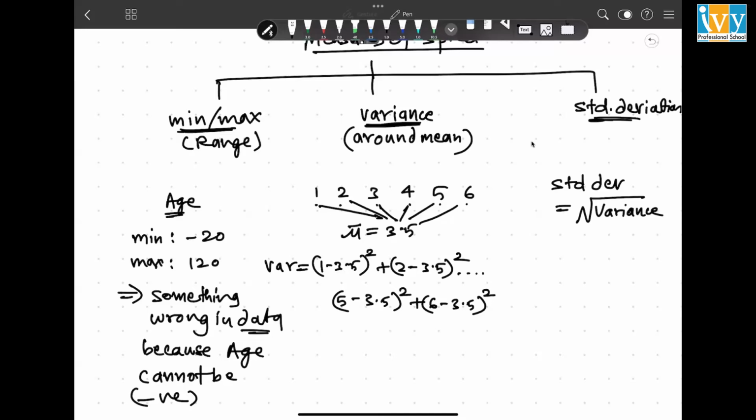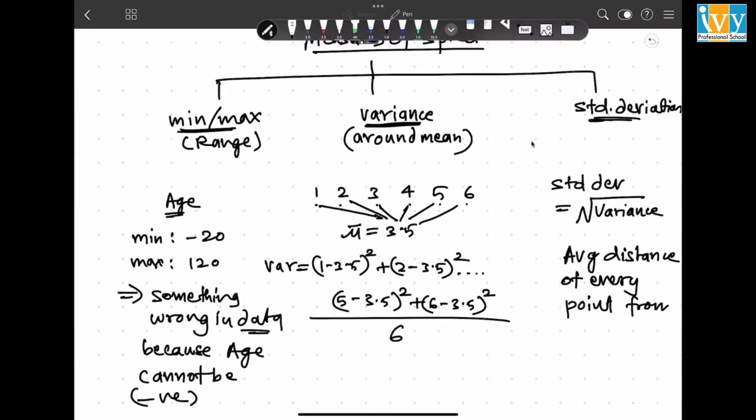The value that you are getting is nothing but the variation, sorry, the average also, divided by 6. This is the variance of these values. And standard deviation is nothing but the square root of variance that tells you the average. Since this is squared, if I take the square root, then it will be the average distance of every point from the mean value.